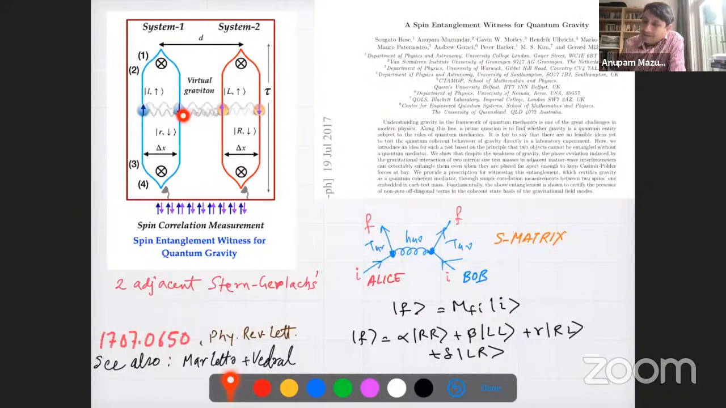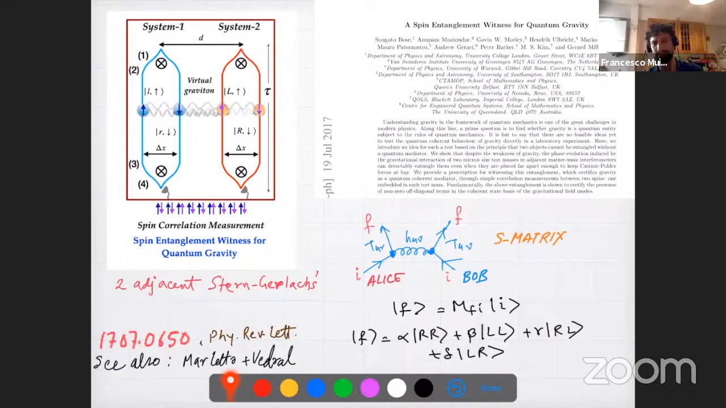And when you interact them, essentially it's a scattering diagram. You can look into initial and final states, and you can look into the entanglement. And through entanglement, you can witness whether gravity is classical or quantum. I see. Thank you.